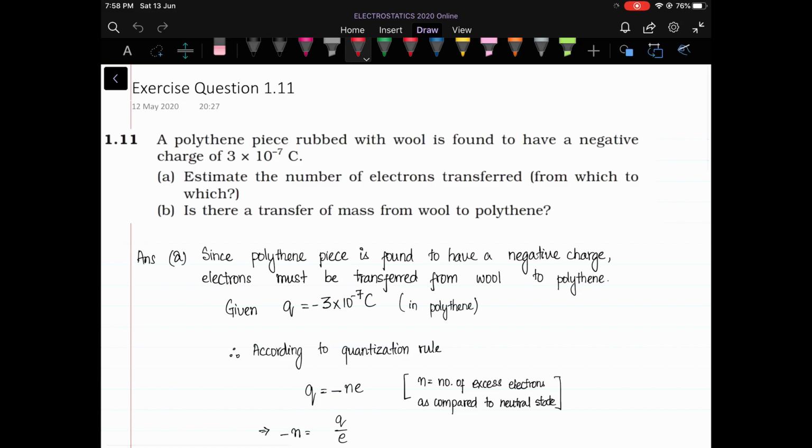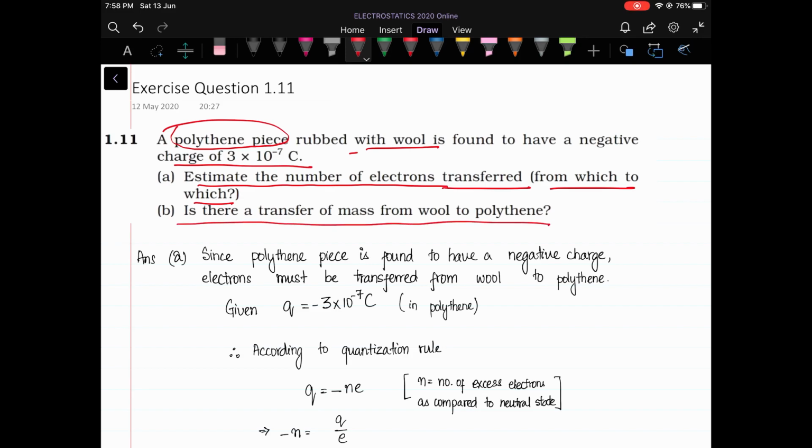The next problem is your NCERT problem, exercise 1.11. The question reads, a polythene piece rubbed with wool is found to have a negative charge of 3 × 10^-7 coulombs. We have to estimate the number of electrons transferred from which to which. We have to even say from where to where it is getting transferred. And we also have to write if there is any transfer of mass.